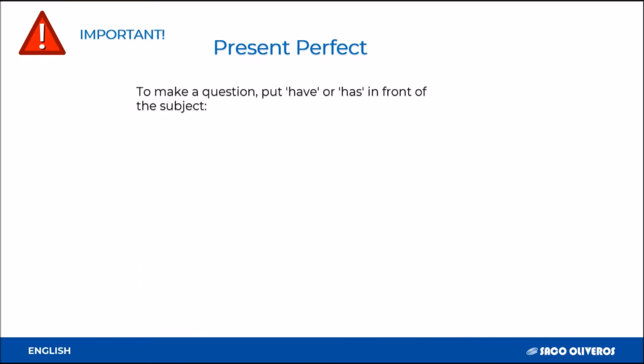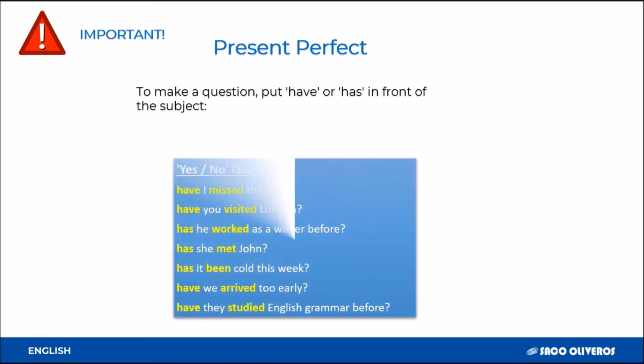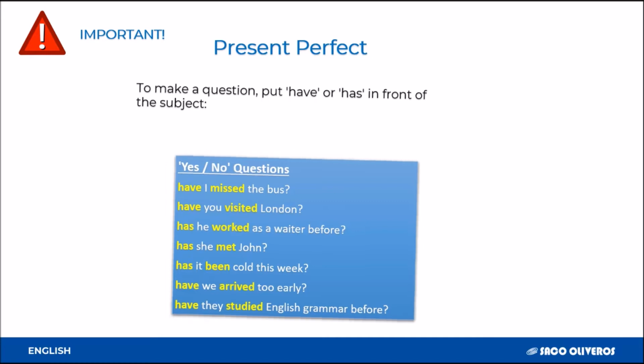To make a question, put have or has in front of the subject. Yes/no questions: Have I missed the bus? Have you visited London? Has he worked as a waiter before? Has she met John? Has it been cold this week? Have we arrived too early? Have they studied English grammar before?